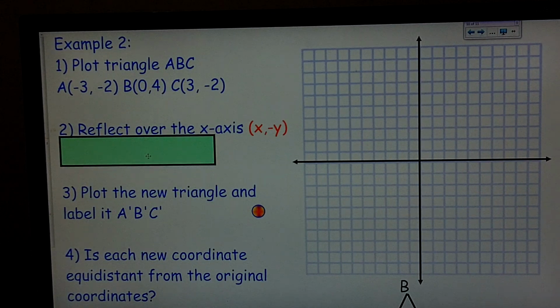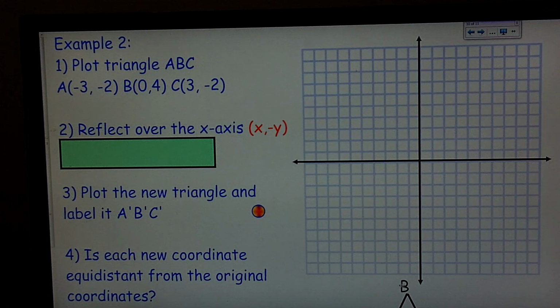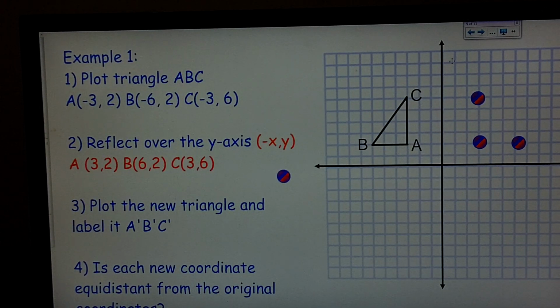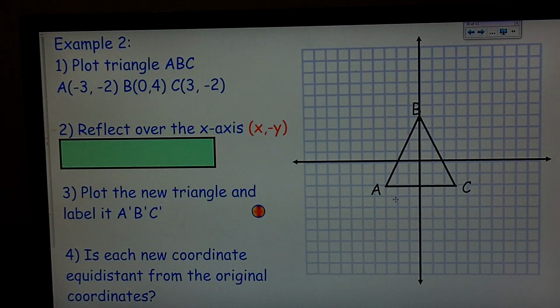Example 2 is the same triangle that we saw as our second example with our translation. Take a second, pause the video, and plot the triangle that was described. This time we're going to reflect over the x-axis. What's interesting is the last triangle we had was completely isolated in one quadrant. This triangle here is in all 4 quadrants, so when we have our graphing completed, it's not going to look exactly the same.